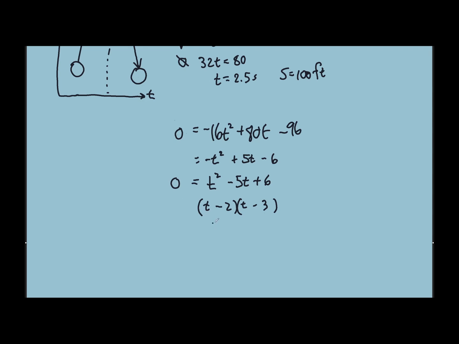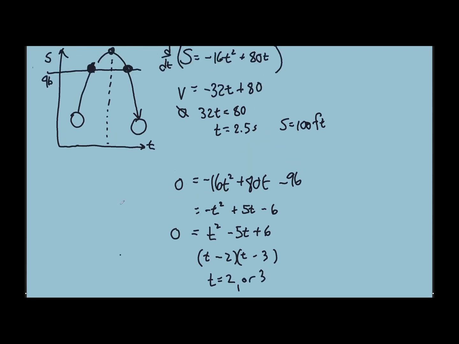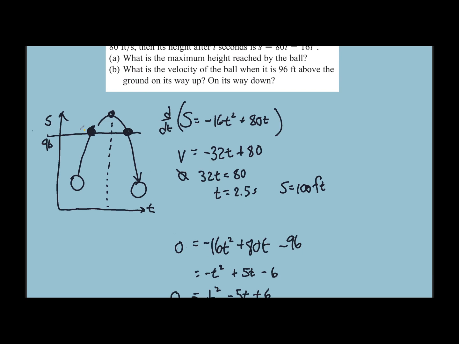So that means to make a 0, we'll have t is equal to 2 or 3. And that makes sense because when I look at this, here's 2, and here's 3 seconds. So at the top, it was at 2.5 seconds. Wouldn't it make sense to you that half a second ahead and half a second behind both determined the same height? It should have a symmetry like this. You should see this and be like, that makes sense.